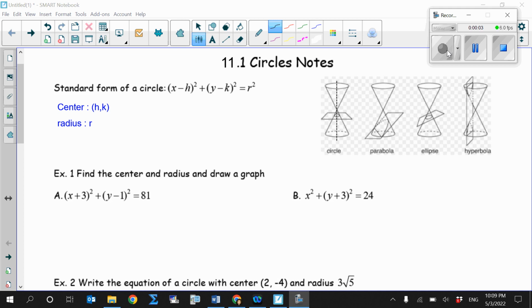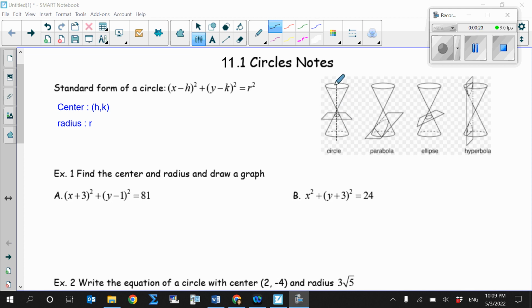Hi everyone. Today we are going to talk about conic sections and specifically we'll talk more about circles. So here we have a cone. We call that a two-sided cone because there is one cone on top and one on the bottom, and each of them is called a nappe.